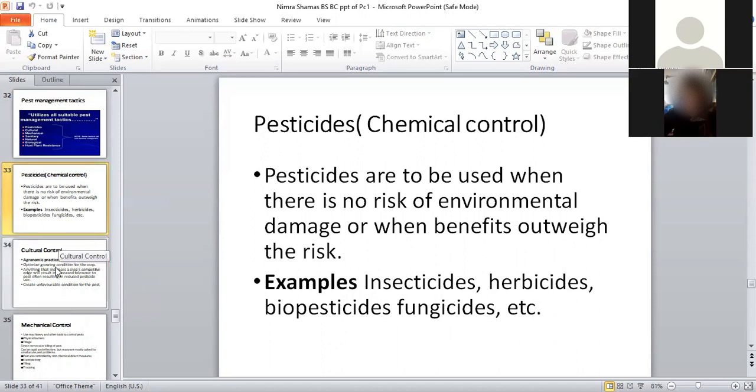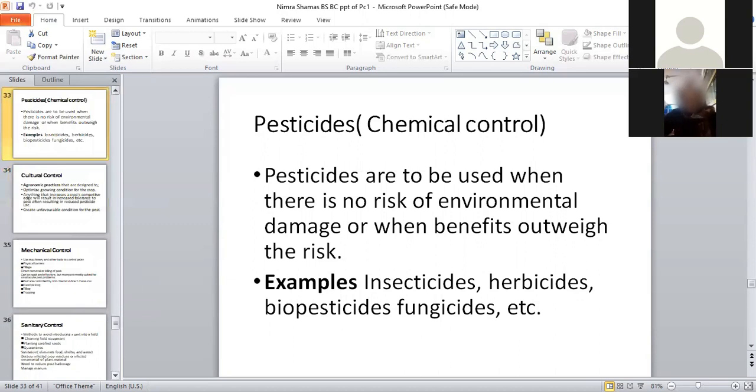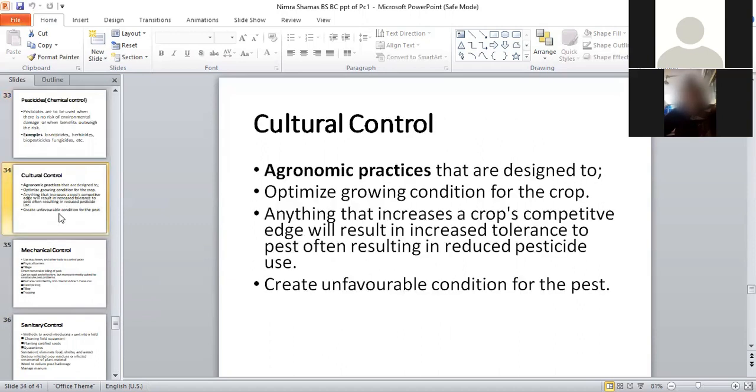Pesticide is a chemical method to control pests. Pesticides are used when there is a risk of environmental damage or when the benefits outweigh the risk. So these pesticides are chemical methods to control pests. Insecticides are used to kill insects. It is a chemical method to control insects. Herbicides are a chemical method to control herbs. And biopesticides are the natural method to control pests.